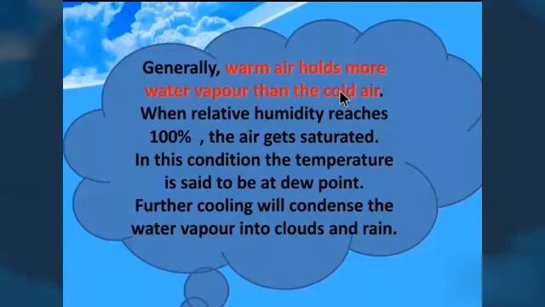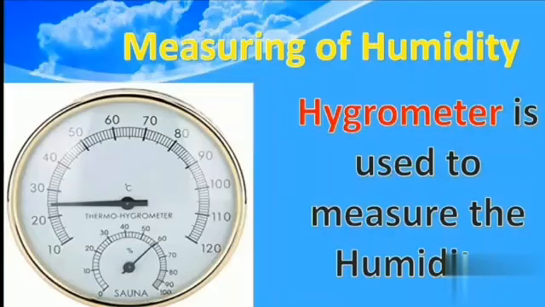Next one. Generally, warm air holds more water vapor than cool air. When relative humidity reaches 100%, the air gets saturated. In these conditions, the temperature is said to be at the dew point. Further cooling will condense the water vapor into clouds and rainfall. That's the process by which we get rainfall.